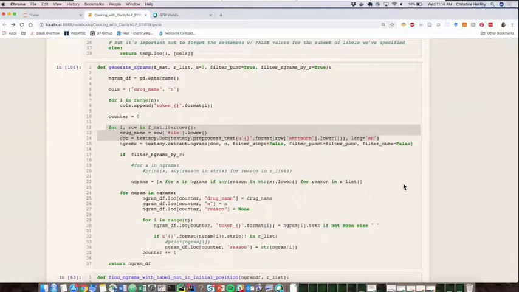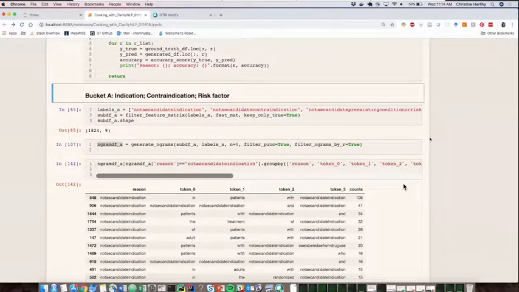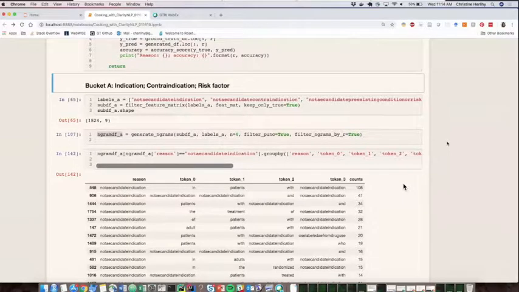So these are mostly just helper functions. I won't review them. The first bucket, like I said, that we took a look at was indication, contraindication, and risk factor. So the first thing that we decided to do was look at n-grams. Can we generate n-grams over each of the sentences? And in this case, we actually filtered the data frame to include only the positive instances so that we could begin the manual review with sort of a bias toward matches, right, where these things do occur.